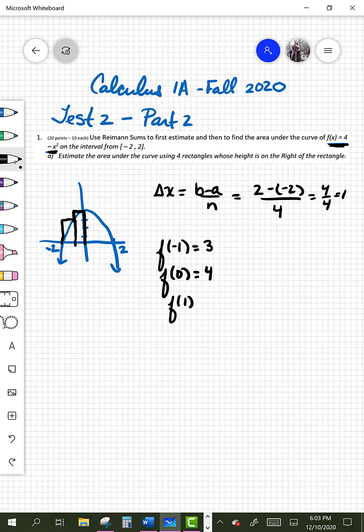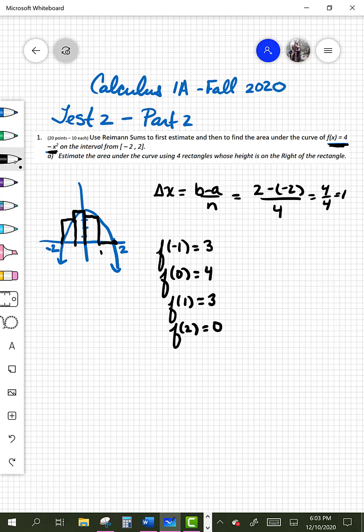To get the height of the next rectangle, we're going to go over 1, which is when x is 1. Plugging it in, we have 4 minus 1 quantity squared, so 4 minus 1 is 3. And the last one, f of 2. When x is 2, y is 0, so the height is 0 there.